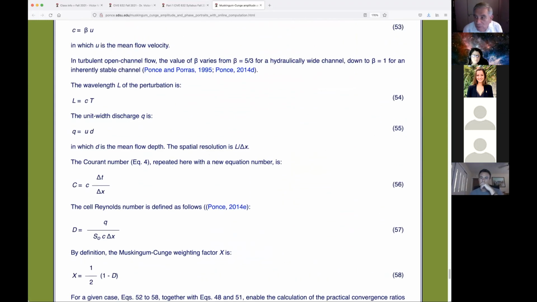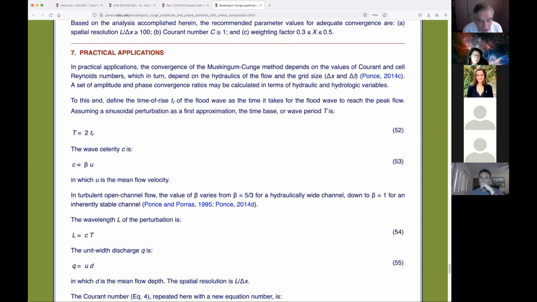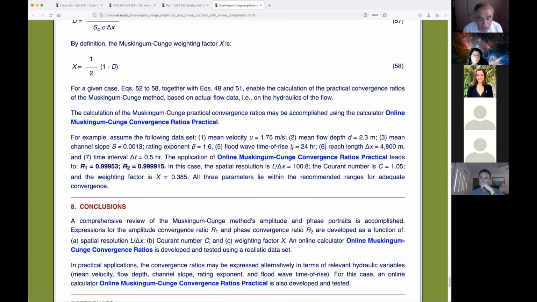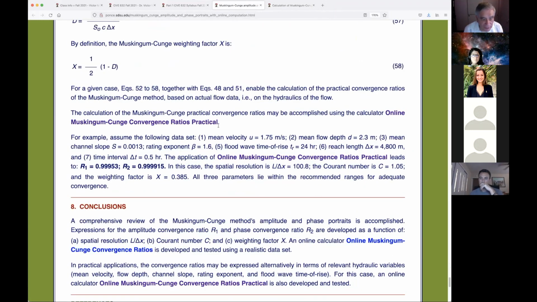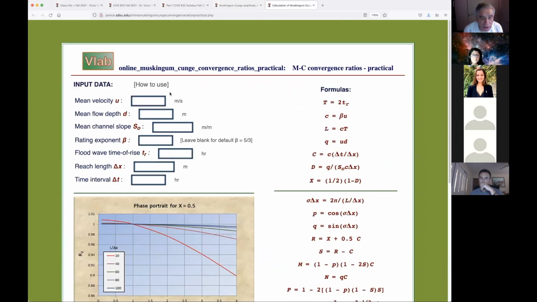We have two methods, one for the general calculation and another one for the practical, because we want to give tools out there. Align Muskingum-Cunge convergence practical. Okay, so in here, we are going to run this with velocity 1.75, mean velocity, and mean depth 2.3.